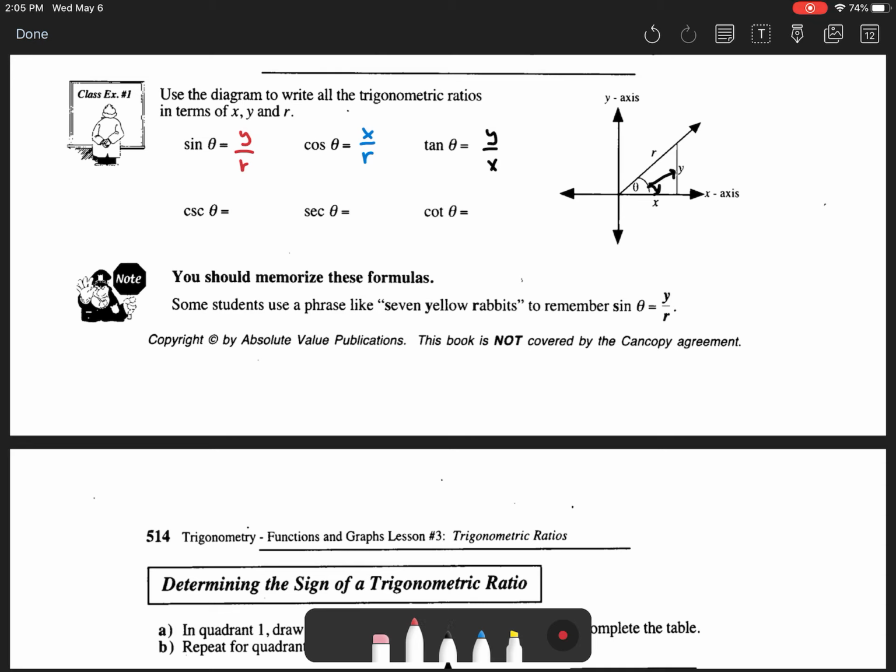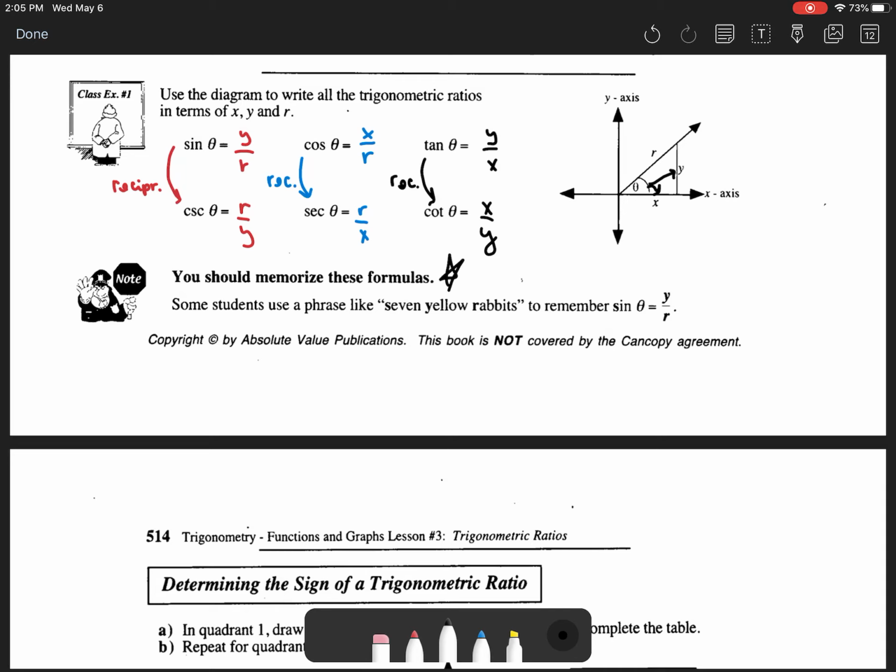So when I go down to cosecant, remember cosecant is the reciprocal of sine. So cosecant would actually be 1 over y over r, which would make it r over y. Secant is the reciprocal of cosine, so it's going to end up being r over x. And cotangent is the reciprocal of tangent, so it's going to end up being x over y.